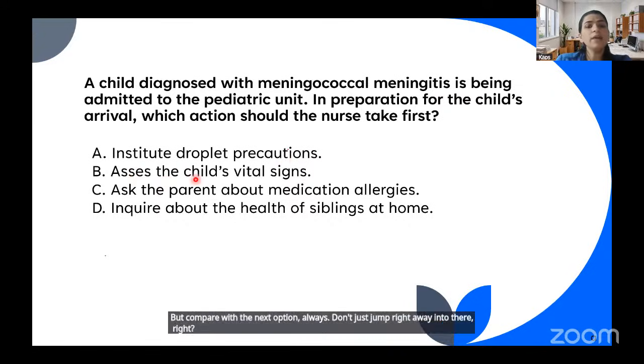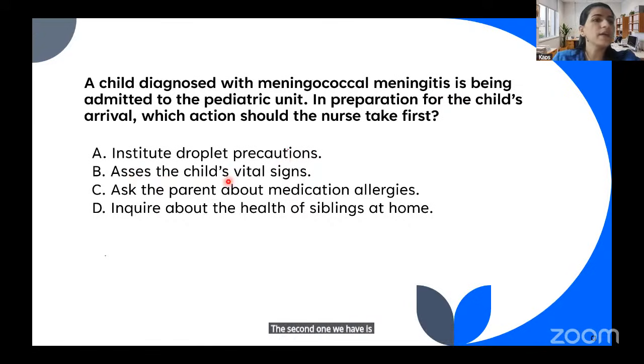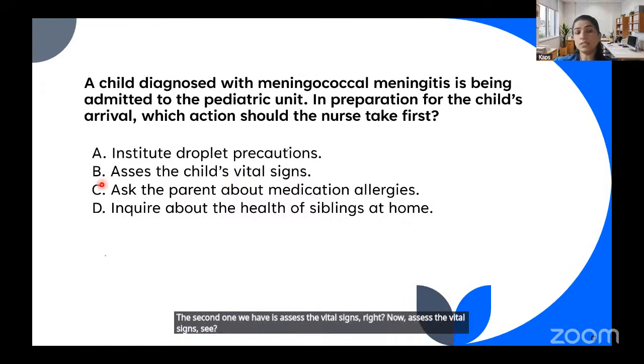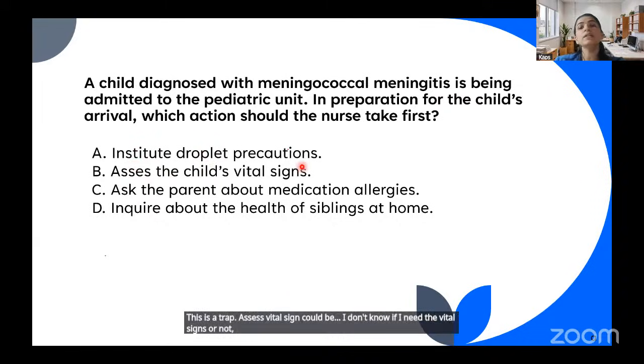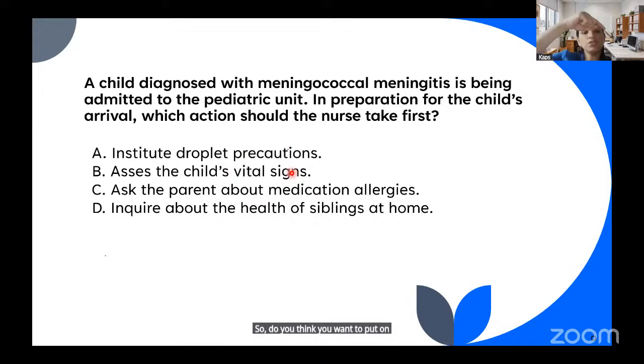The second one we have is assess the vital signs. Now, assess the vital signs: see, this is a trap. Assessing vital signs could be needed, I don't know if I need the vital signs or not, but you compare and see that the keyword is just admission right now. So do you think you want to put on the precautions first before you take the vital signs?